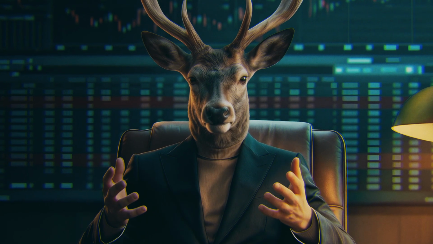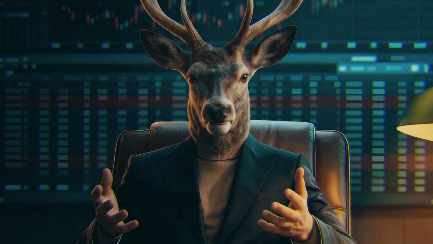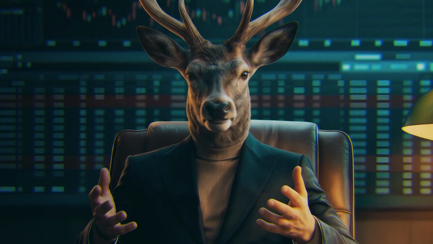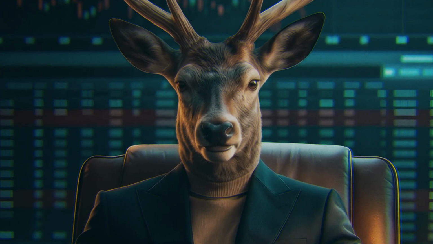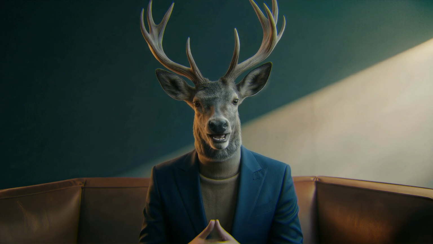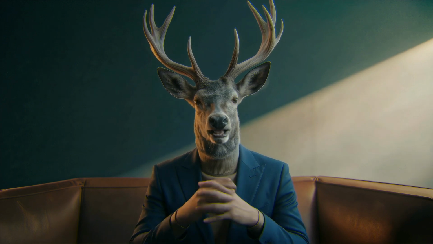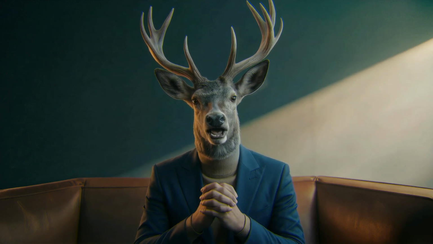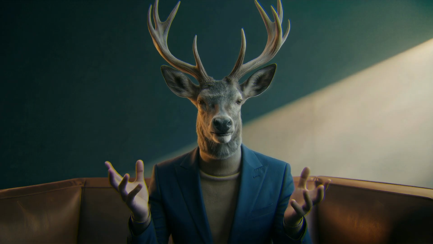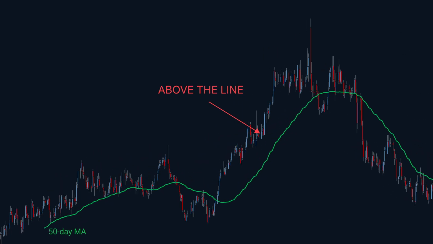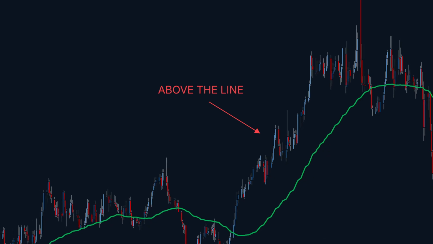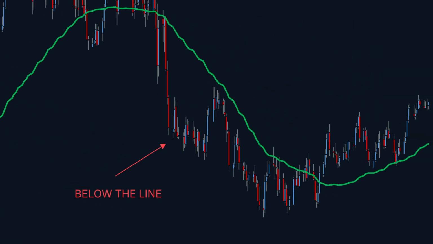Ignore the trend, and you might end up ignoring your profits. Why do traders and investors love moving averages? Because they work. Just add a 50-period moving average to a daily chart, and you'll instantly get a feel for who's in charge, the bulls or the bears. Let's take a look. If the price is above the line, the trend is up. If it's below, the trend is down. Crystal clear. Let's go even further.